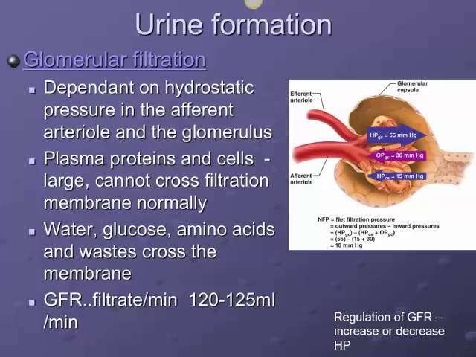There is a normal rate of filtration, which is about 120 to 125 ml per minute. This is called the glomerular filtration rate. You can change the filtration rate. You can increase or decrease it by changing the hydrostatic pressure. So imagine, for example, a process where your body is in shock, or you have lost a lot of blood, or you've been vomiting profusely, or you are having severe diarrhea. You've lost blood volume. So your body is stressed at that time.